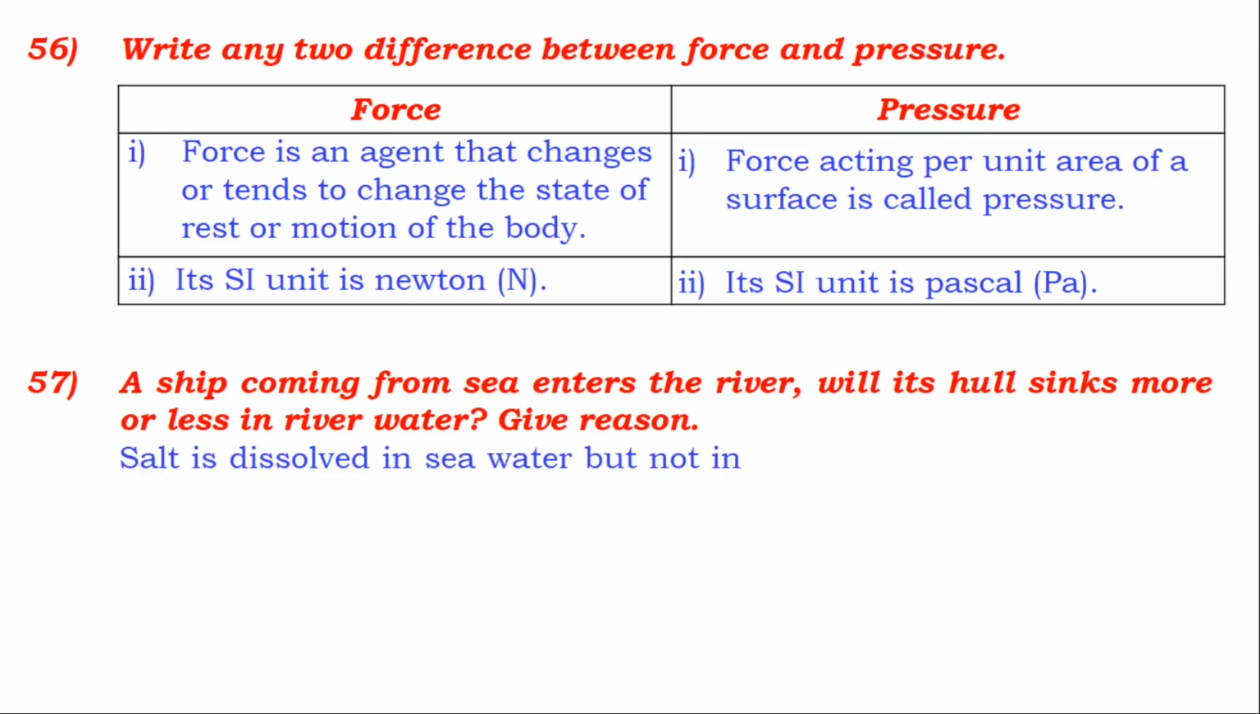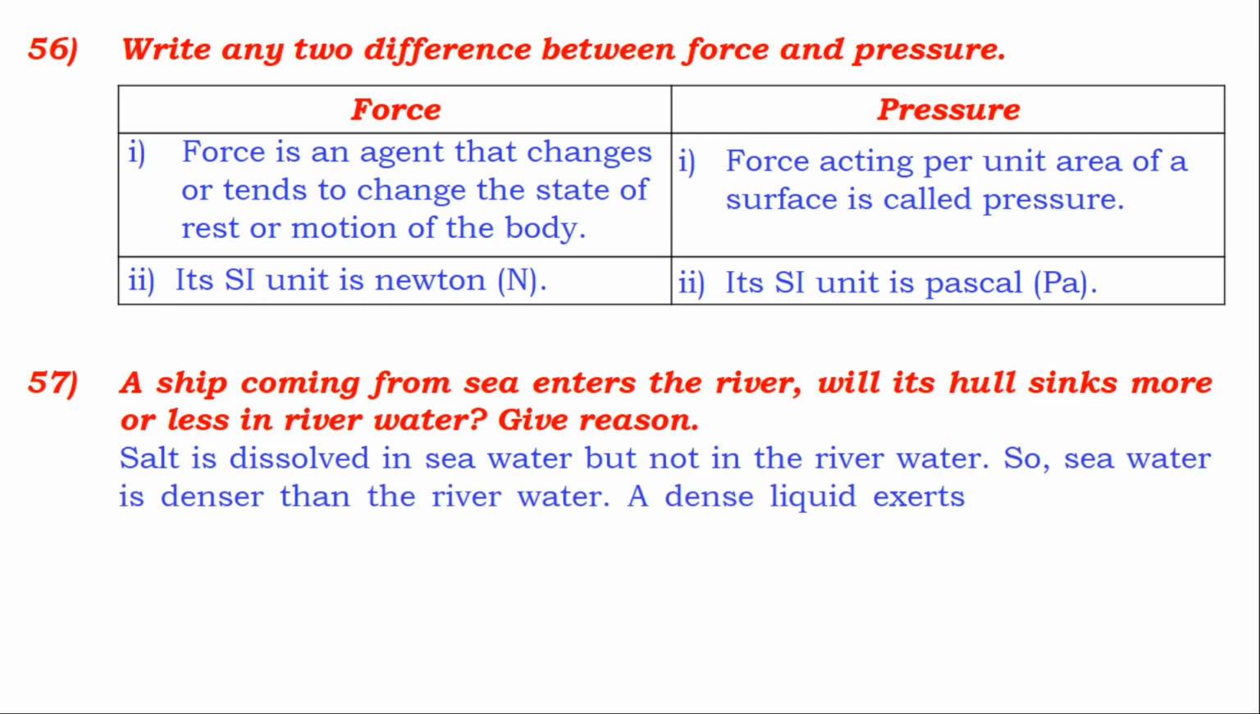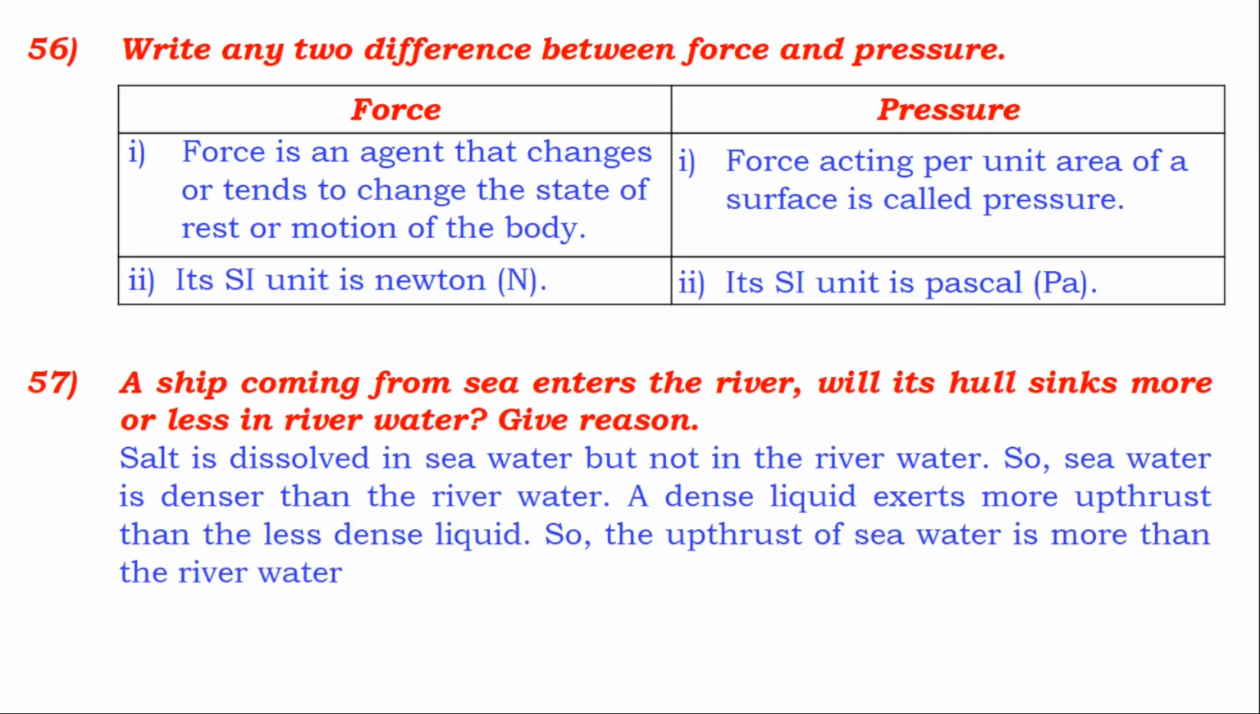So salt is dissolved in seawater but not in the river water. So seawater is denser than river water. A dense liquid exerts more upthrust than the less dense liquid. So the upthrust of seawater is more than the river water. Hence the hull of ship immerses more in river water.